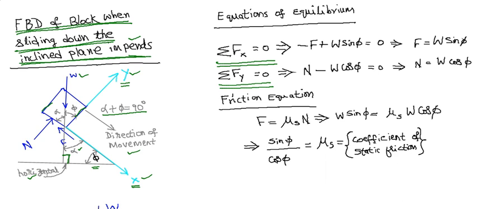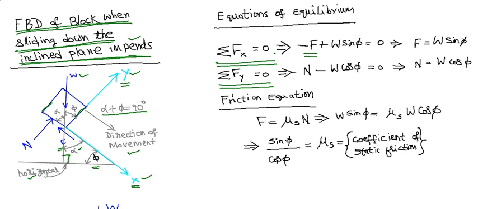When we say sigma Fx is equal to 0, we sum all the forces along the x-axis. You see that this F is going in a direction opposite to that of the x-axis, so we have minus F, and W has a component W cos alpha in the positive x-axis.